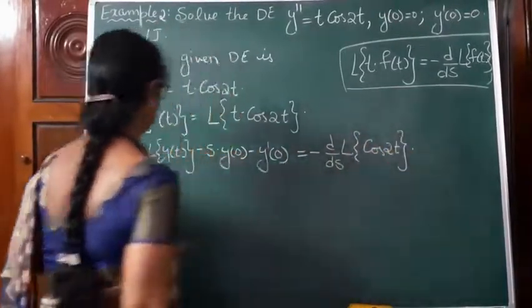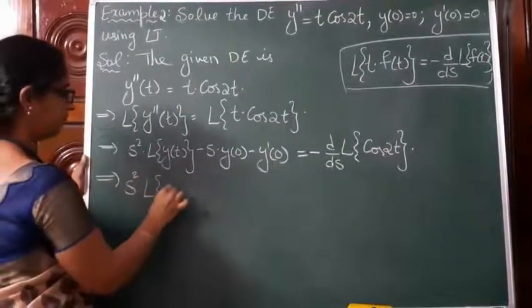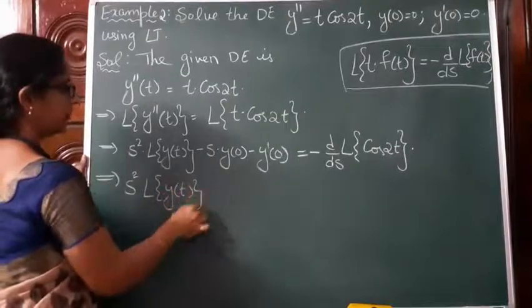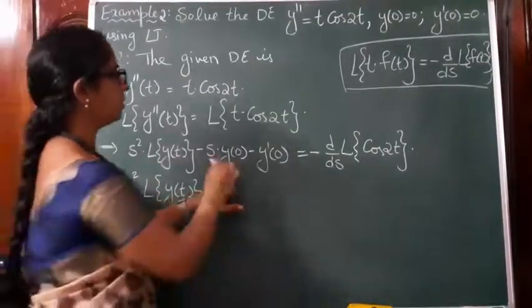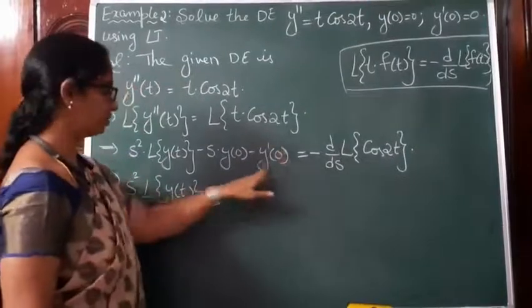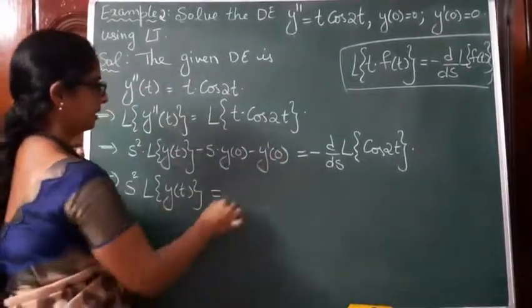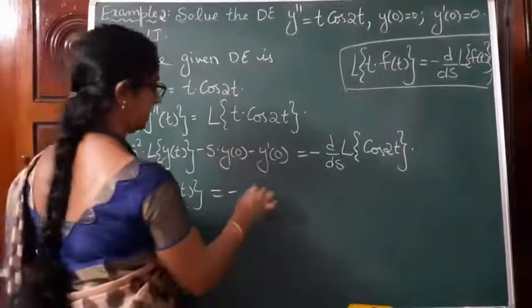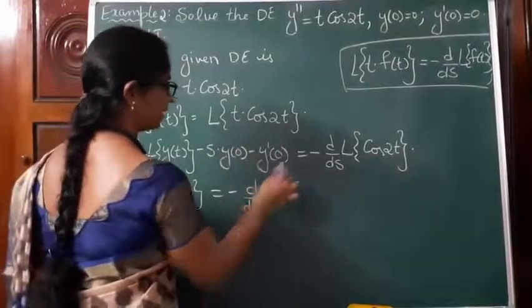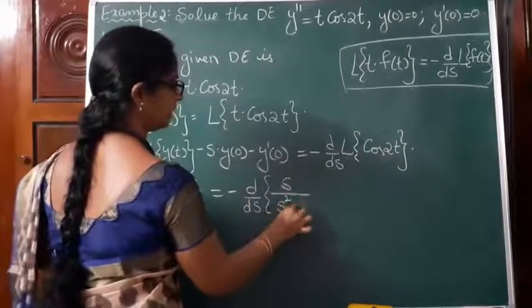Okay, now in the left hand side we have s square into L of y of t minus s into y of 0, where y of 0 is 0 and y dash of 0 is also 0. So these two terms go to 0. We have it equal to minus d by ds of, what is L of cos 2t? It is s by s square plus 4.